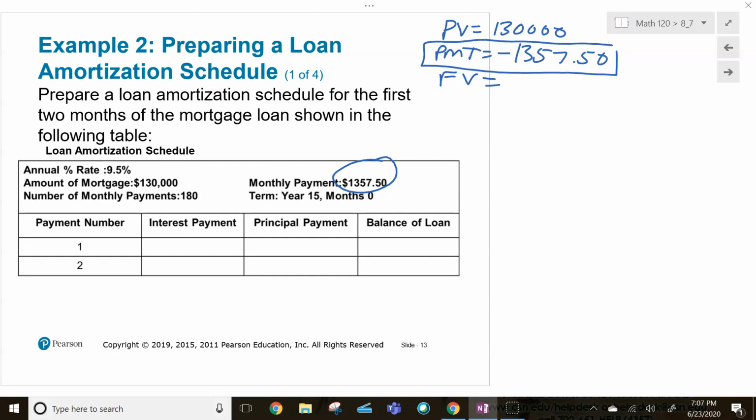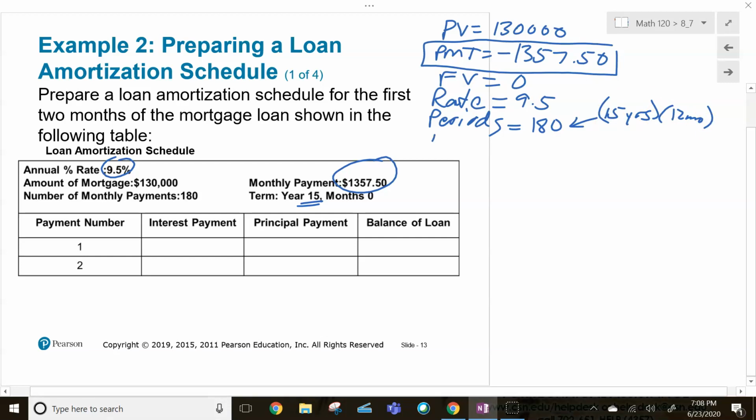They rounded that, by the way. I think it's actually 0.49 when I checked it here. Future value of this thing is 0. Our rate is 9.5%. Periods, it looks like this is a 15-year loan, straight up. So 15 times 12, we have 180 periods here. This is 15 years times 12 months. So 180 periods, compounds monthly. Make sure your mode's on end. Okay. Now what we're going to do is we're going to make one payment. I'll show you how to do that here.